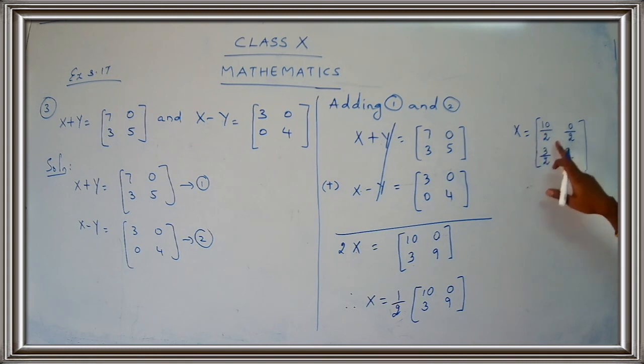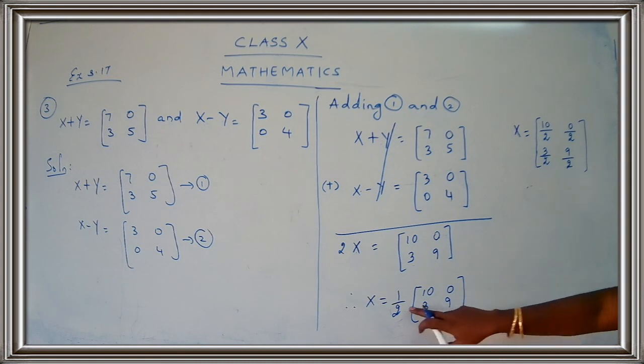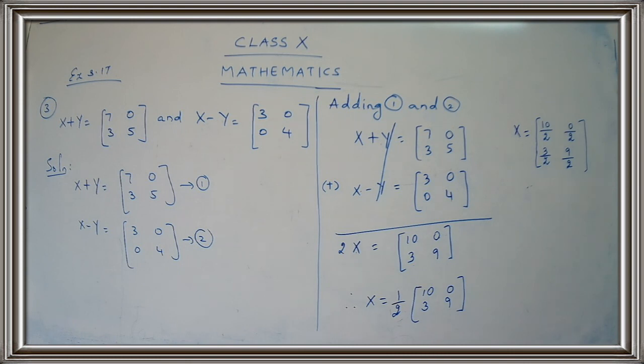So what do you get here? x is equal to 10 upon 2. 0 into 1 upon 2 is 0 upon 2. 3 into 1 upon 2, that is 3 upon 2. 9 into 1 upon 2, that is 9 upon 2. So we have found the multiplication. Now let us write down the final answer. So x is equal to, wherever the simplification is possible, try to do the simplification. Otherwise, you can just keep the answers as they are. So 10 upon 2 is 5. 0 upon 2 is 0. No need to write down the answer in decimals. You just keep it as a fraction. So 3 upon 2 and 9 upon 2.